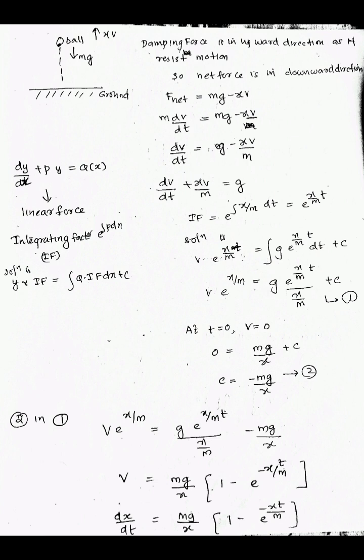This is in the form of dy by dx plus py is equal to q of x. So this is the linear type of equation. So that the integrating factor is e raised to integral over p dx. So the solution is y into integrating factor, equal to integral over q into integrating factor into dx plus c. So here the integrating factor is equal to e raised to integral over gamma by m into dt. That is equal to e raised to gamma by m into t.